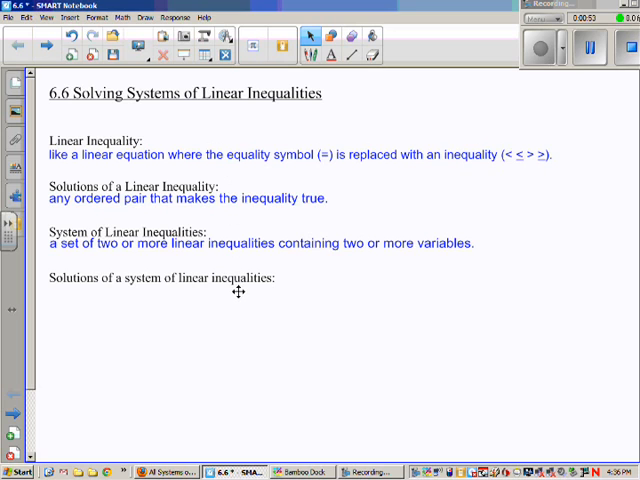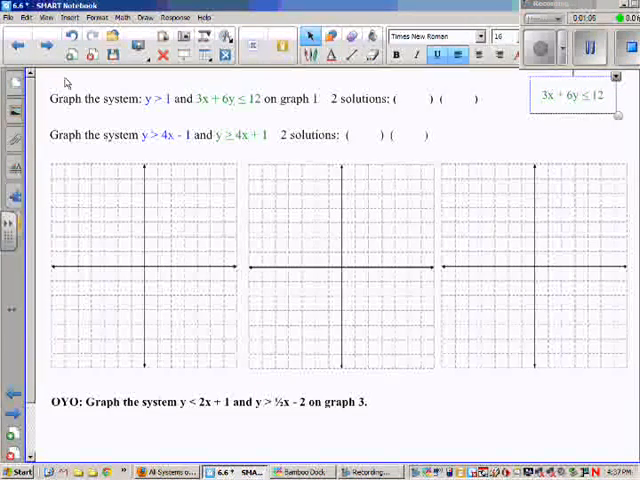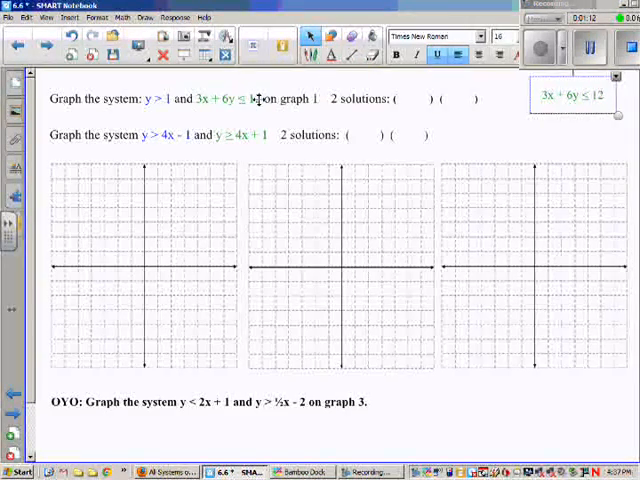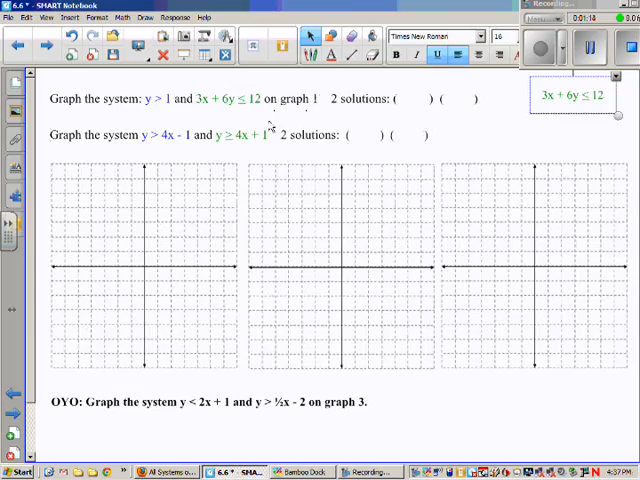Solutions of a system of linear inequalities, similar to solutions of just a linear inequality, they're all the ordered pairs that satisfy both inequalities of the system. So it's got to satisfy both of them. And so let's go back over how to do graphing here. We have y is greater than 1 and 3x plus 6y is less than or equal to 12. We're going to graph it on this first graph here and just identify two solutions.